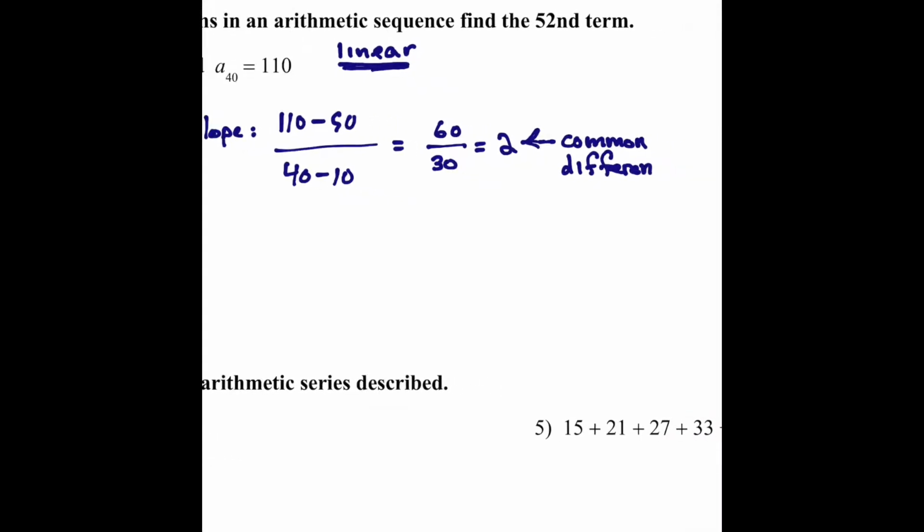And what significance is that? If I'm going from one term to the next term to the next term, what am I adding every time? You're adding 2. I'm adding 2 every time. So 2 is our common difference.